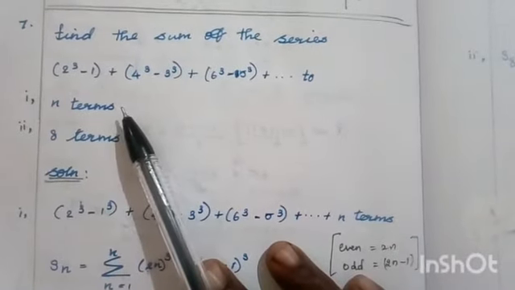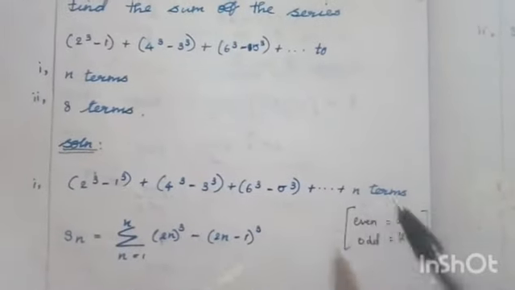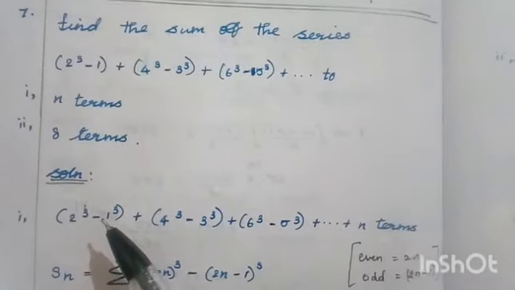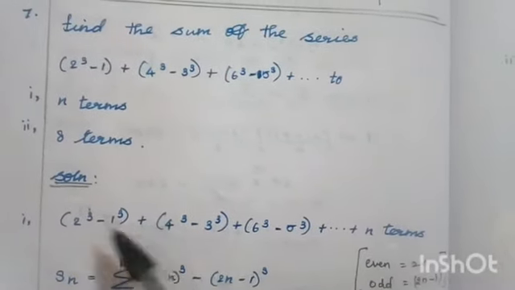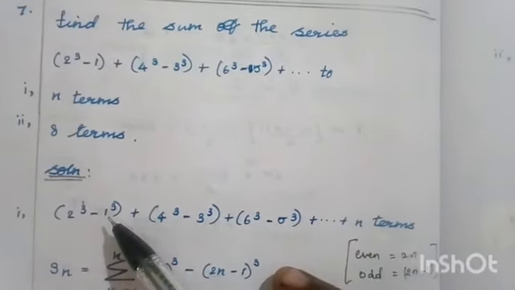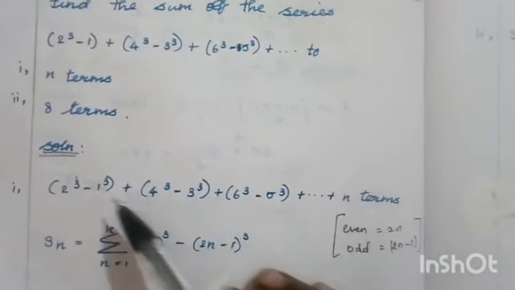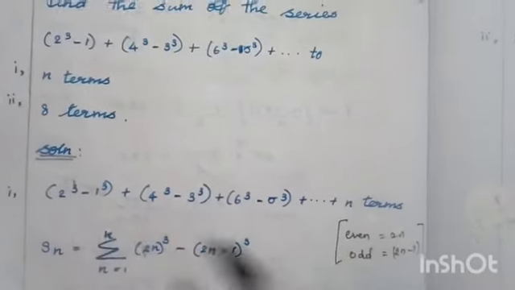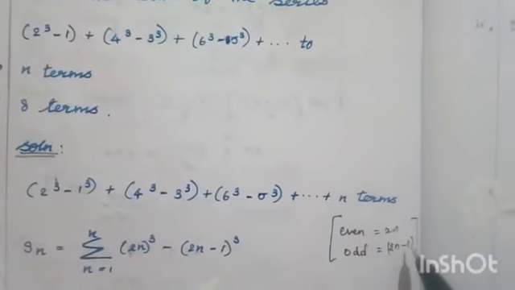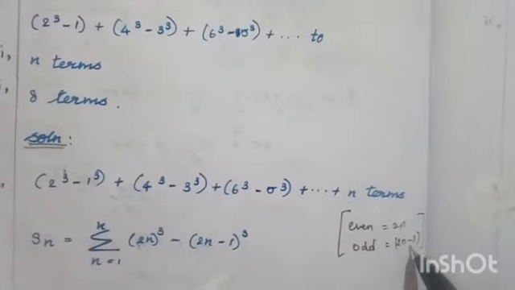First we want to find for n terms. The general term we want to find. Here it is a combination of cube of an odd number and cube of an even number. The first term we have to consider 2 cube, 4 cube, 6 cube, etc. The second term is 1 cube, 3 cube, 5 cube, etc. The number of terms for even in general form is 2n. For odd, 2n minus 1. Generally we have to store in our mind: even we consider 2n, odd we consider 2n minus 1.